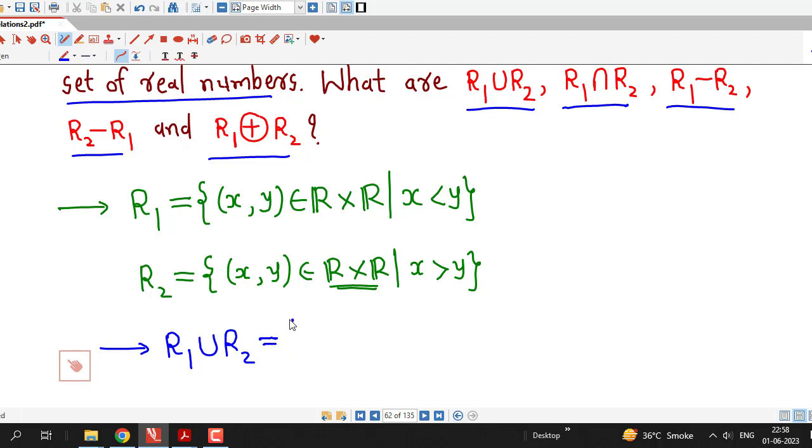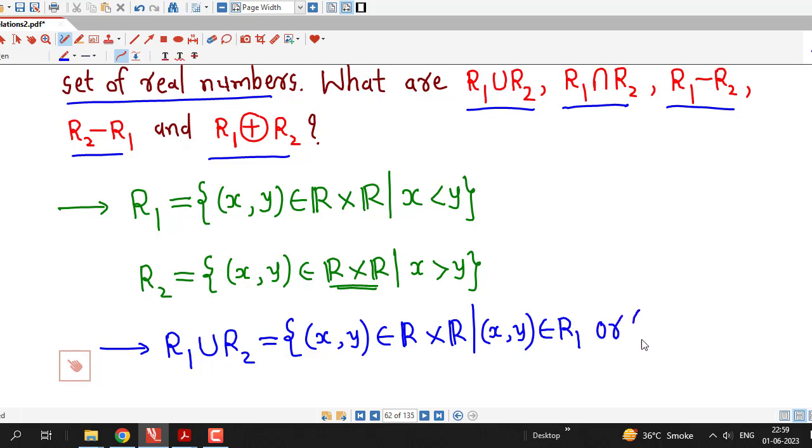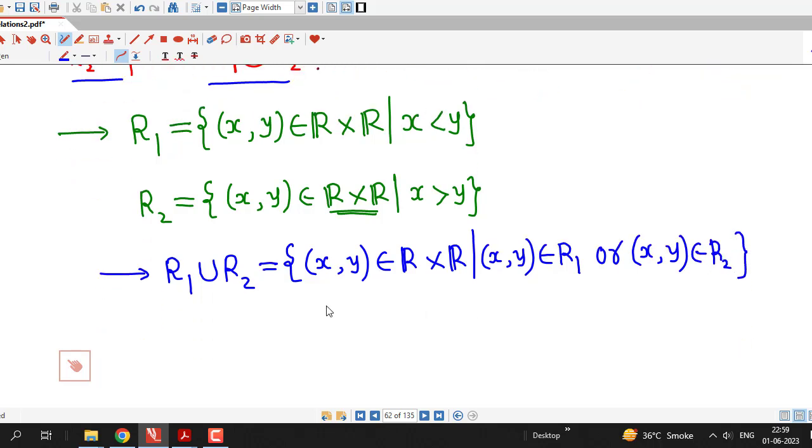Union of R1 and R2 means we have to collect those ordered pairs (x, y) such that (x, y) belongs to R1 or (x, y) belongs to R2. This is the definition of union operation. R1 union R2 means collect all those elements which are present in either R1 or in R2 or in both the sets or both the relations.